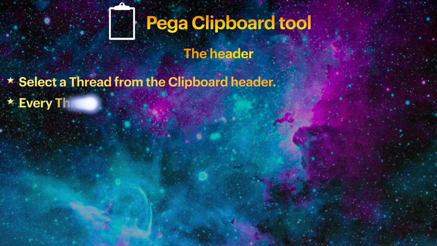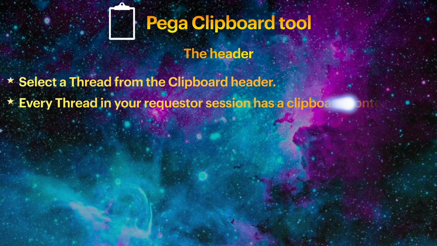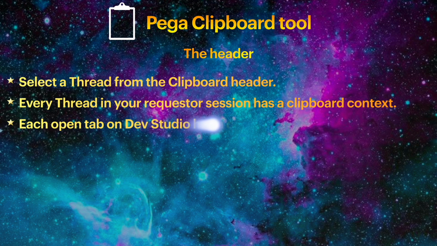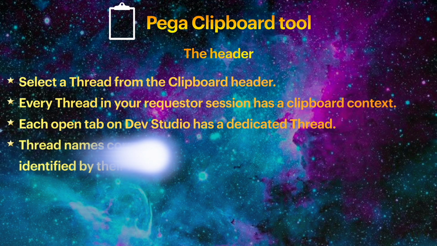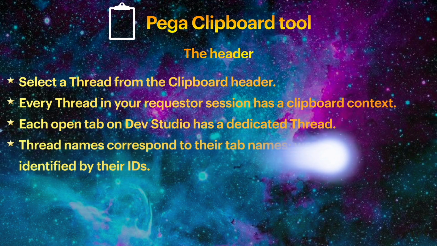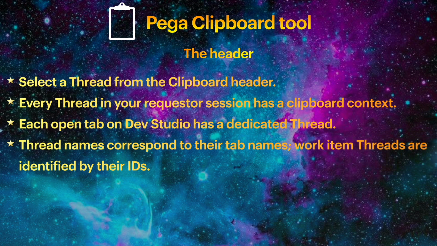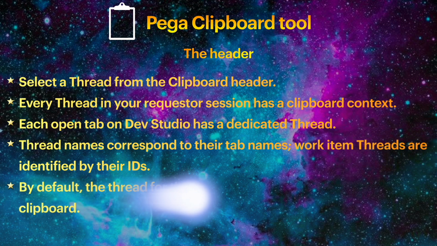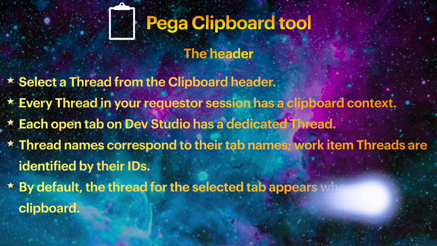Every thread in your requester session has a clipboard context. Each open tab on Dev Studio has a dedicated thread. Thread names correspond to their tab names. Work item threads are identified by their IDs. By default, the thread for the selected tab appears when you open the clipboard.